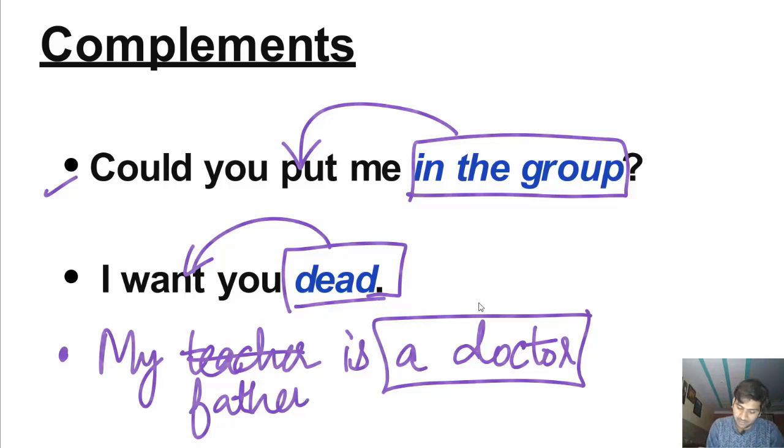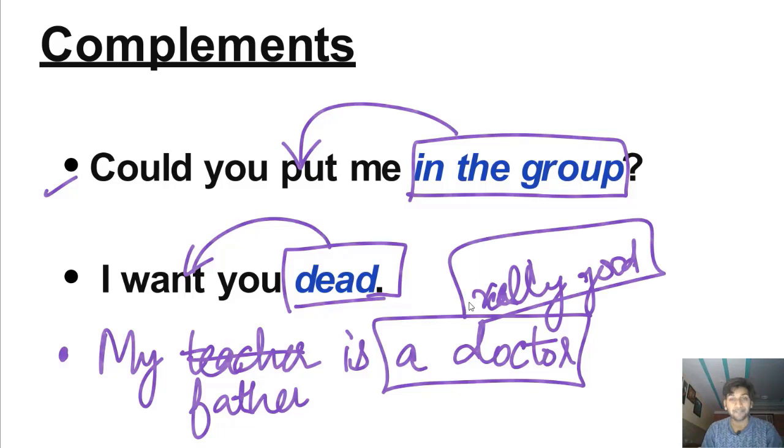I can say my father is really good, or my father is smart. Again, really good is an adjective phrase giving information about the subject, my father, completing the meaning of the sentence, all right? But without it, a sentence cannot make sense, right? So you cannot take out the complement without changing the meaning of the sentence or making it ungrammatical, all right?